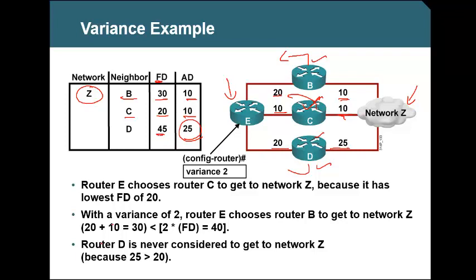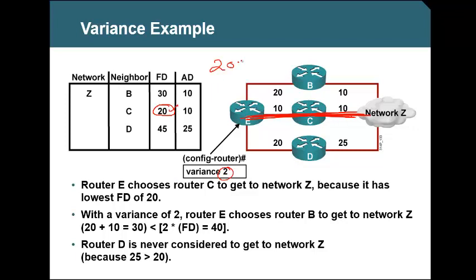Now, please tell me which path will be the best path among these three. The one whose FD is lower. So this is the successor route. This is the lowest metric path, successor route. Now when I put variance 2, which means this 20 multiplied by 2, I get 40. So will this be used for load sharing? Yes, because it's less than 40. So this route can be used for load sharing.